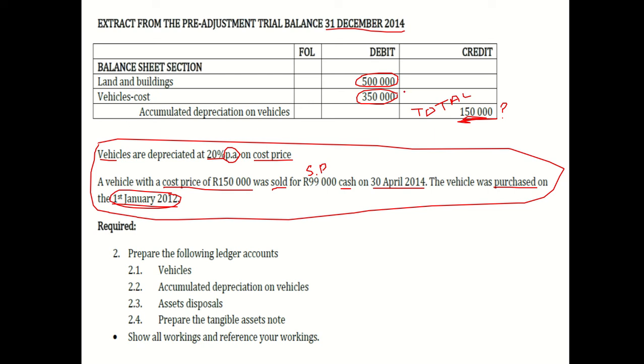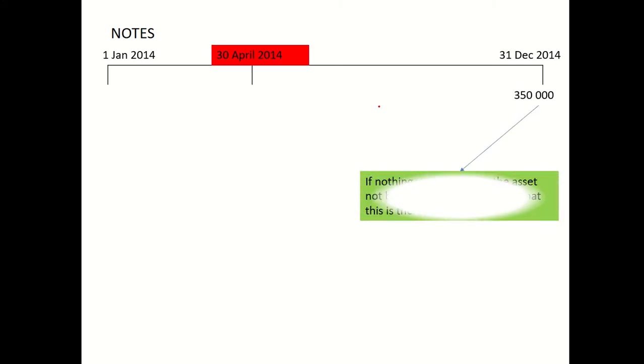the 350 was going to be an opening balance. However, in this case, they did not say it was not recorded. So since they did not say that it was not recorded, we assume that it was recorded, making this 350 the closing balance, as I've said earlier on. I'm going to go back to our financial period, which is our timeline. That 350, as I have specified, is the balance at the end of the year. We assume that it was recorded since nothing was said.